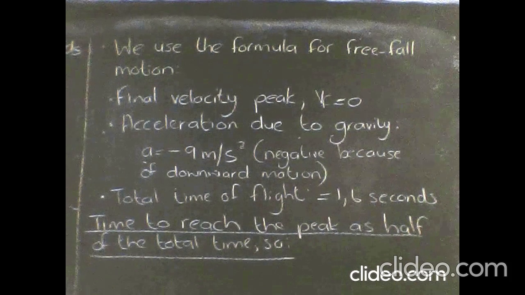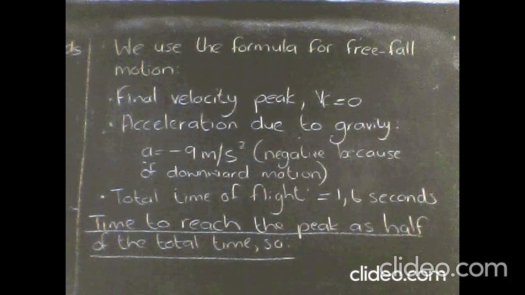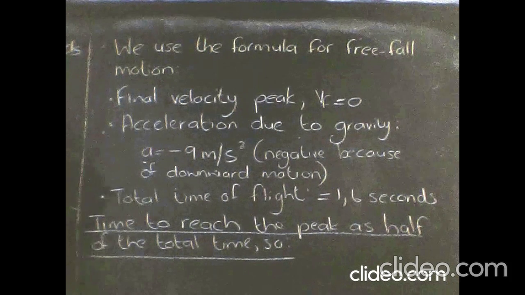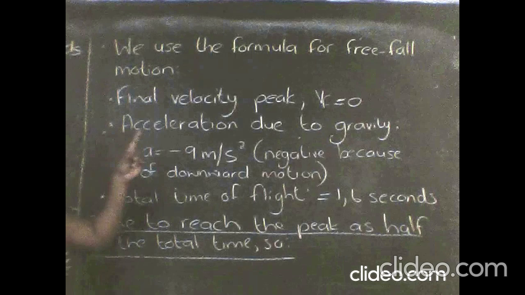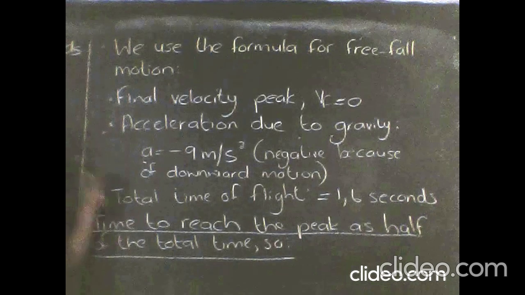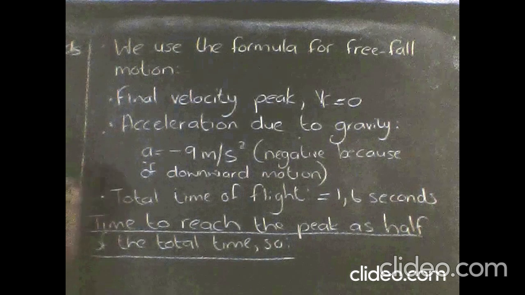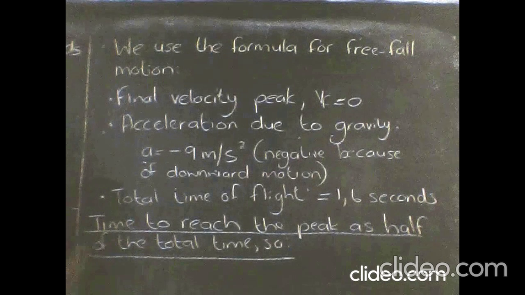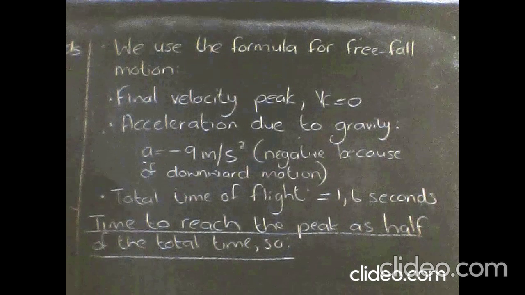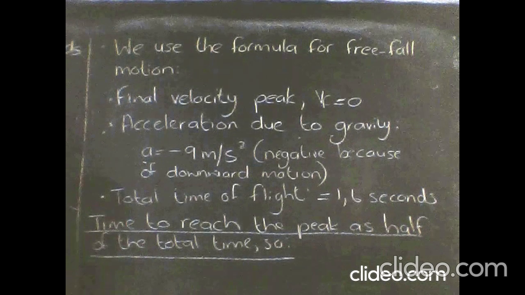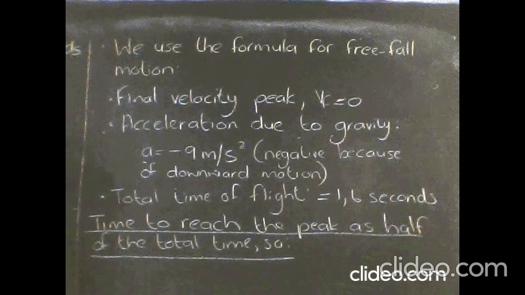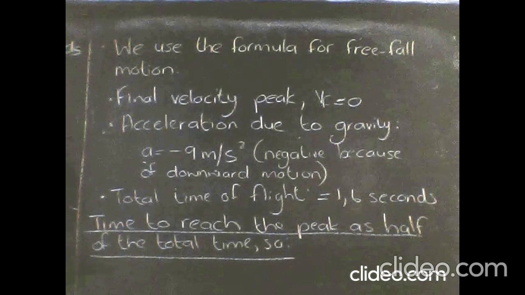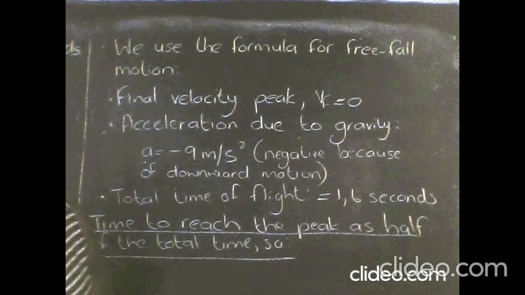The time for the ball to reach the peak and fall down is 1,6 seconds. So we use the formula for free fall motion. Our final velocity is at zero, right? Acceleration due to gravity, where A is equal to negative 9 meters per second squared. It's negative because of the downward motion. Then the total time of flight is 1,6 seconds. So time to reach the peak is half of the total time. So this is the formula that we will be using.